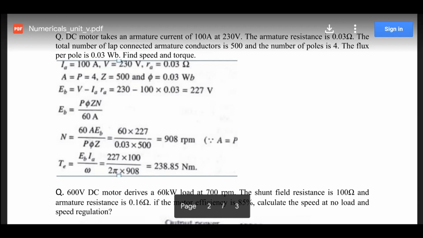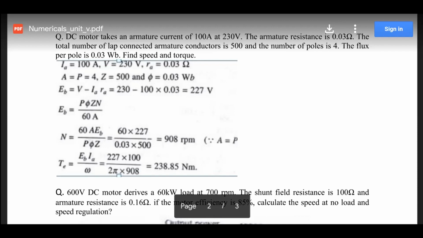So the formula is equated to the formula of the EMF, and we are having only one unknown quantity, so number of poles and the parallel paths get cancelled out, and we get the n as 908 rpm.